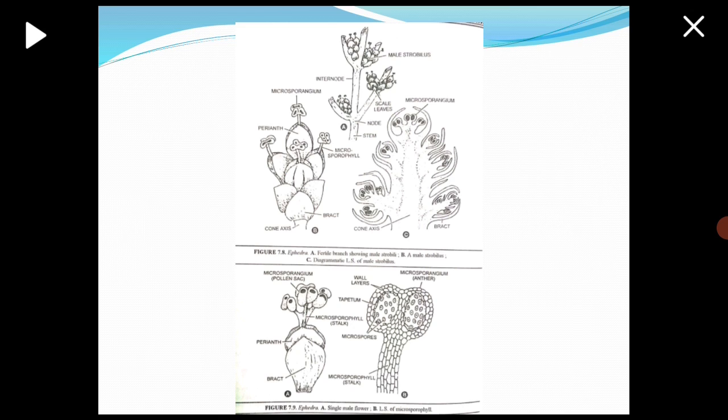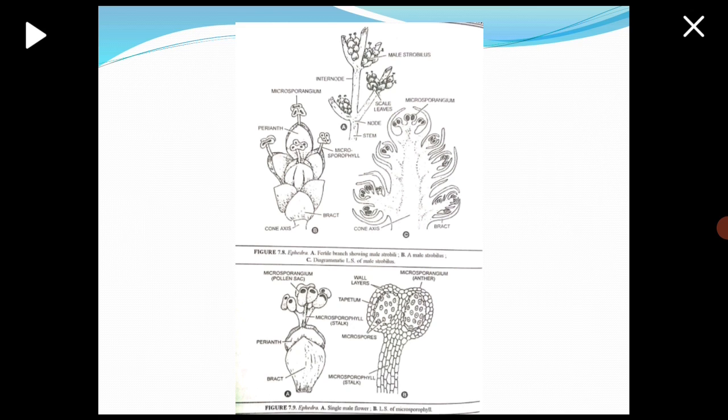Next, the female strobilus. The female strobilus is also known as female cone or ovulate strobilus. It resembles the male strobilus in its general appearance and place of origin. The female strobili are however smaller in comparison to male strobili.